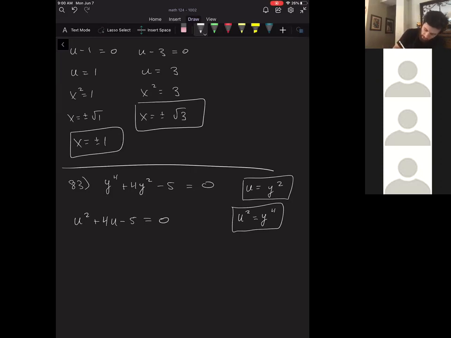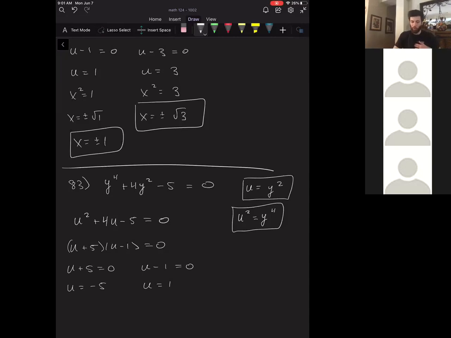So we can find those. That's going to be u plus 5, u minus 1. So 5 times minus 1 is minus 5, and 5 plus minus 1 is 4. So this piece factors into this. What we get is u plus 5 is equal to 0 and u minus 1 is equal to 0. Here we get u is equal to minus 5, and here we get u is equal to 1.